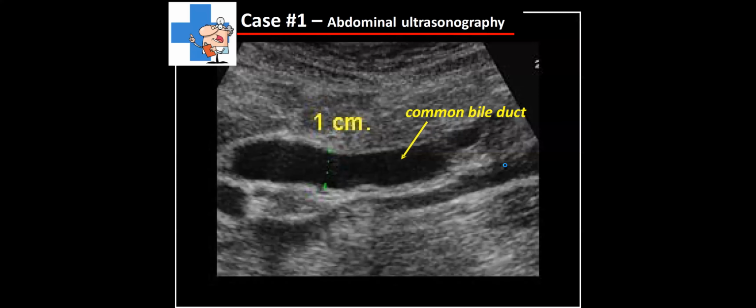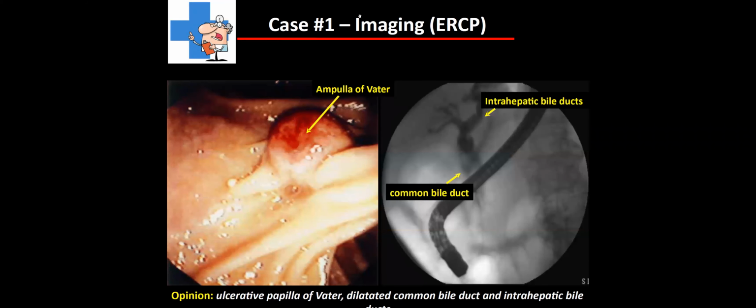Using an ultrasound, we see a very dilated common bile duct, showing that we have some kind of obstruction. Now, when they do an ERCP evaluation, the endoscopic retrograde cholangiopancreatography, we put the endoscope all the way to the common bile duct.